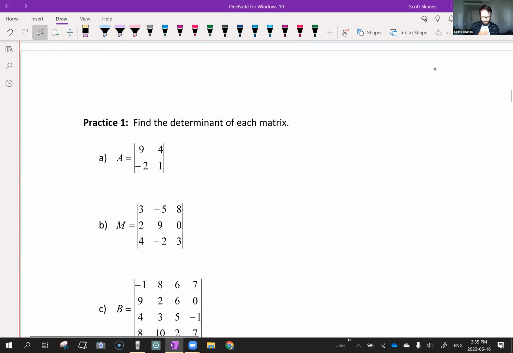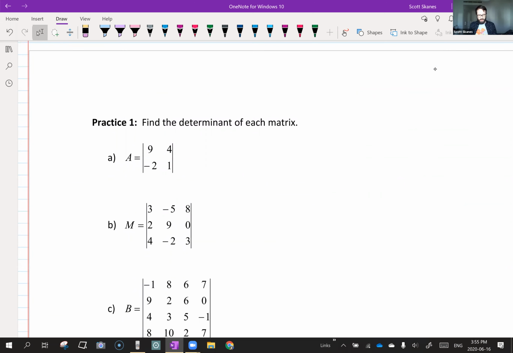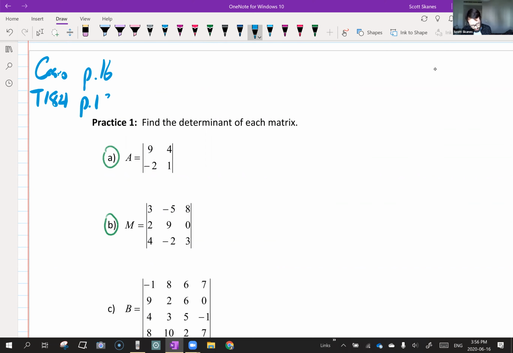So find the determinant of each matrix. I'll do the first one by hand, and then I'll do B on the calculator. And if you want to do B right now on your own on the calculator, that's fine too. As a reminder, the Casio is on page 16. TI-84 is on page 18.